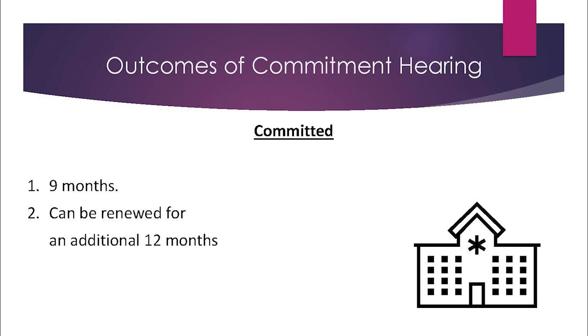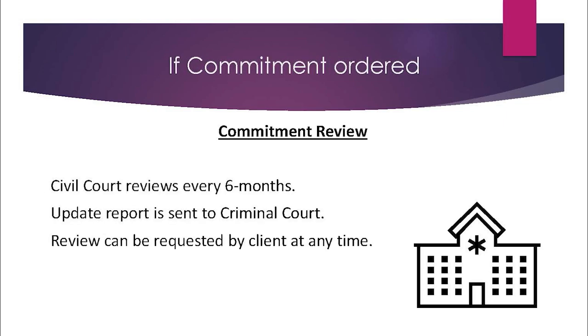However, because criminal court gets a 6-month review, it is traditionally changed to 6 months. So while statutorily the commitment order is 9 months, it is actually 6 months. And within 6 months, the court will bring everything back in to say, how are we doing? Where are we at? Is this individual complying with their treatment plan? Are they complying with the orders of the court? Are they doing what they need to do? And if not, it can be renewed again for an additional 12 months.